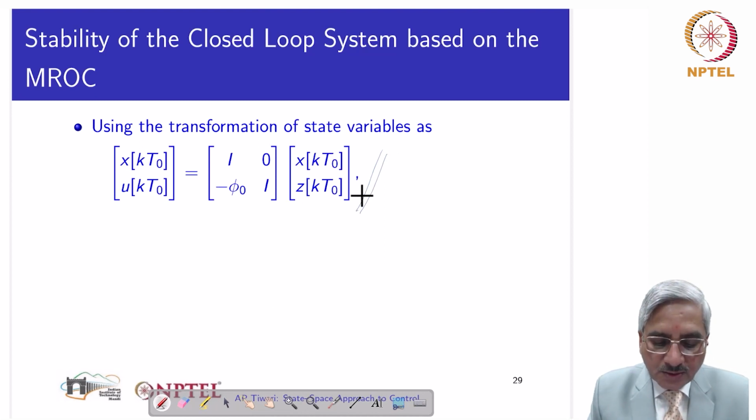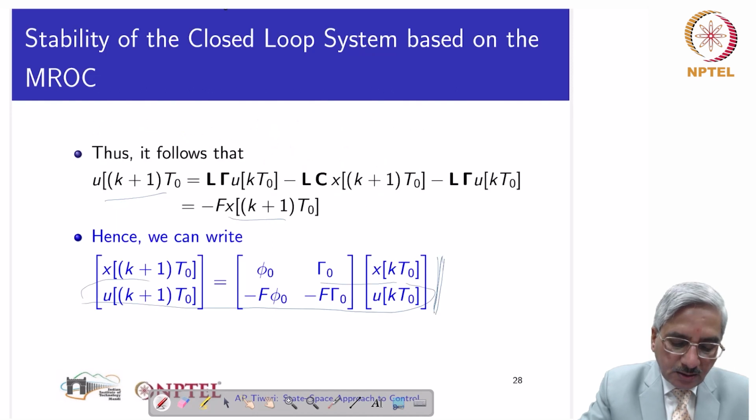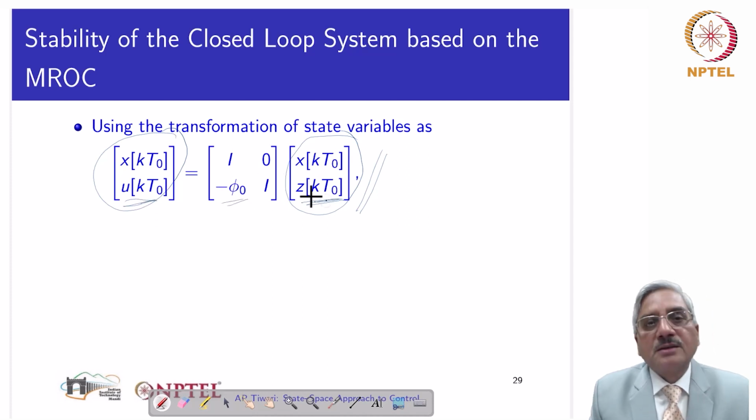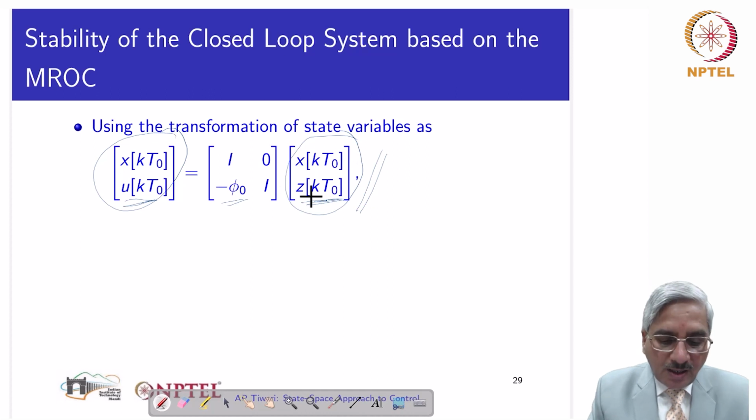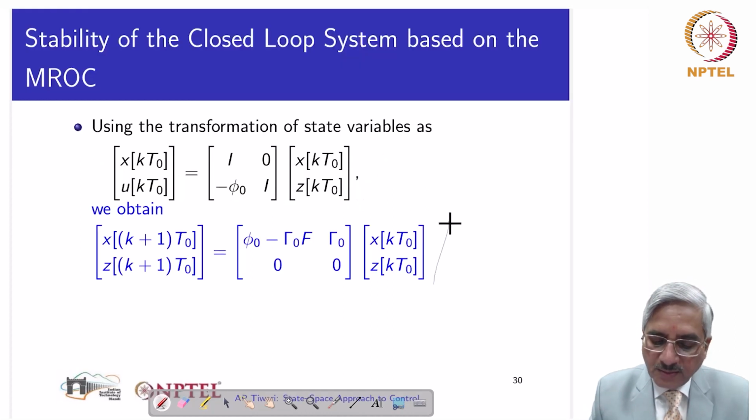We introduce a new variable z(kT0), and these are the states of the system here, x and u. In the new transformed system, we have the states x and z, in which u is equal to minus phi 0 x plus z. And then with this transformation the system becomes this one.